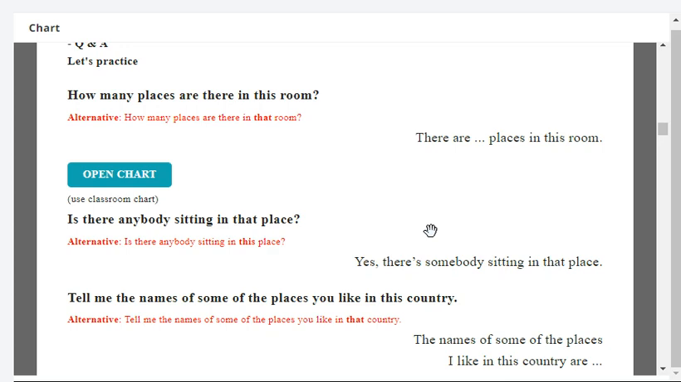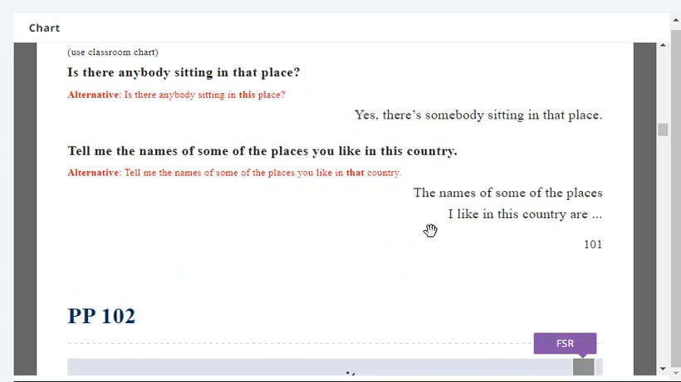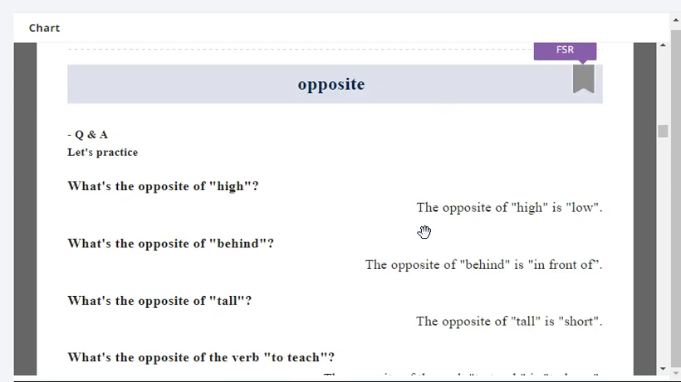Tell me the names of some of the places you like in your country. The names of some of the places I like in my country are Okinawa, Tokyo, and Hokkaido. Very good. Okay.